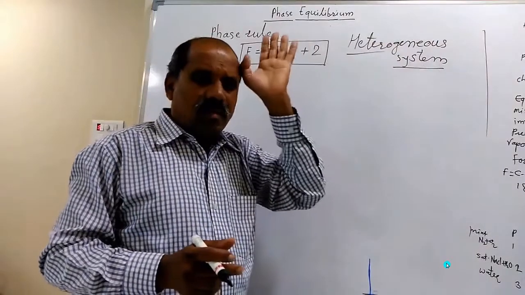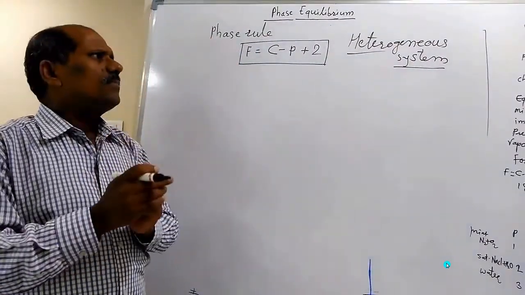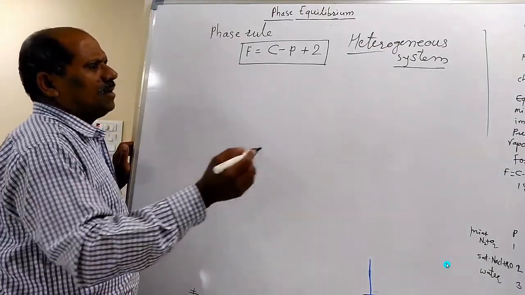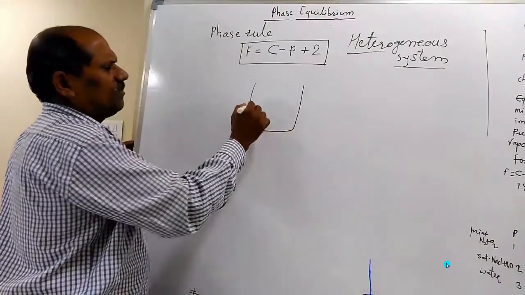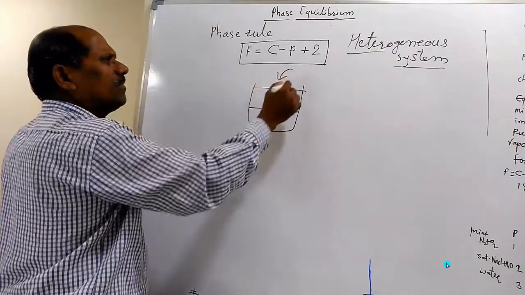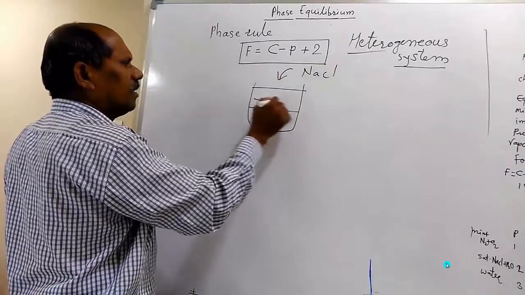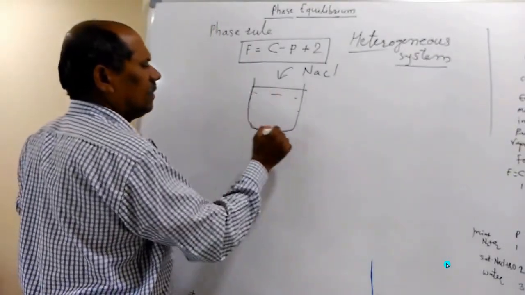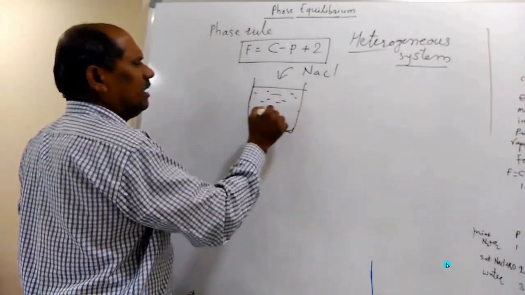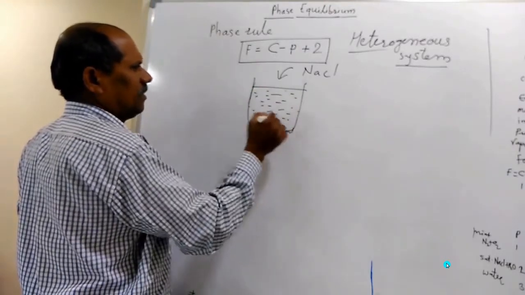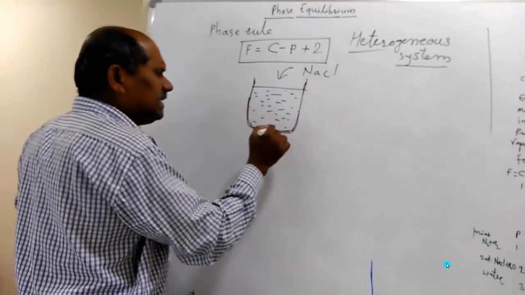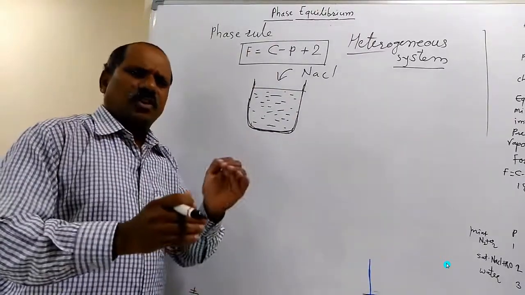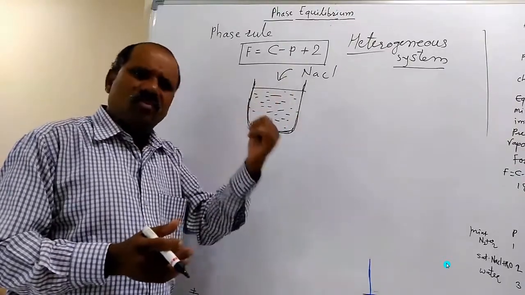System is concerned with phase equilibrium, meaning we are considering matter in contact with each other in different phases. For example, we are studying one system, whenever we are adding NaCl to water. Then what happens? This NaCl becomes soluble, forming an aqueous solution of NaCl. This is also a system for our study. System is a part of the universe which we are taking under consideration for the purpose of study. That part of the universe is called the system.